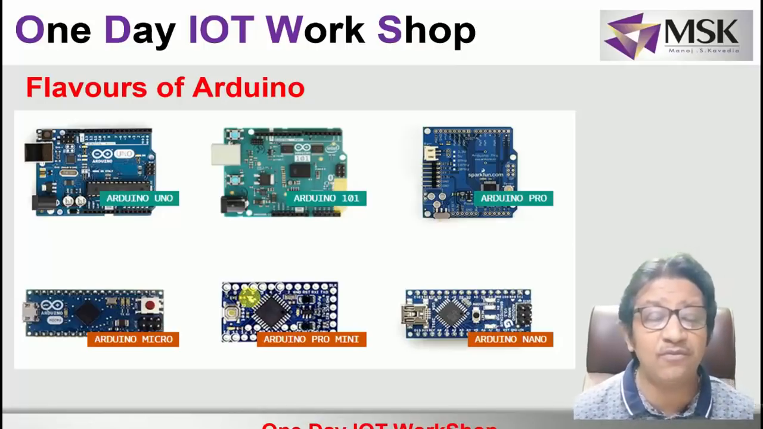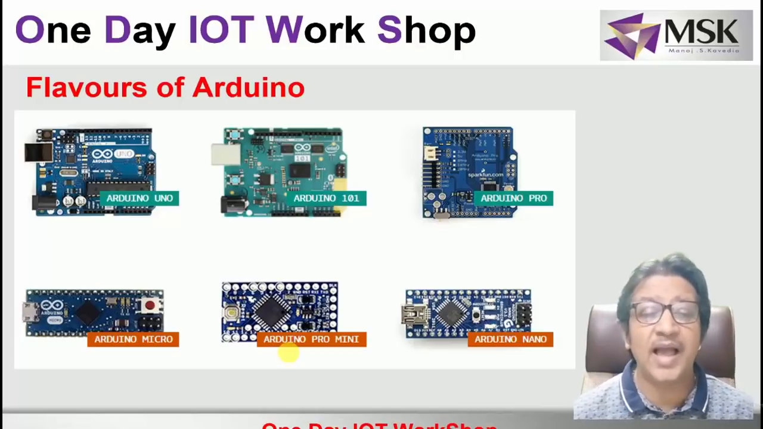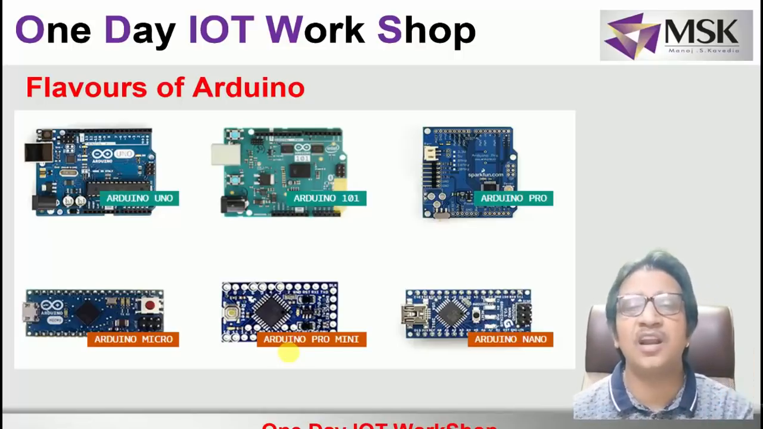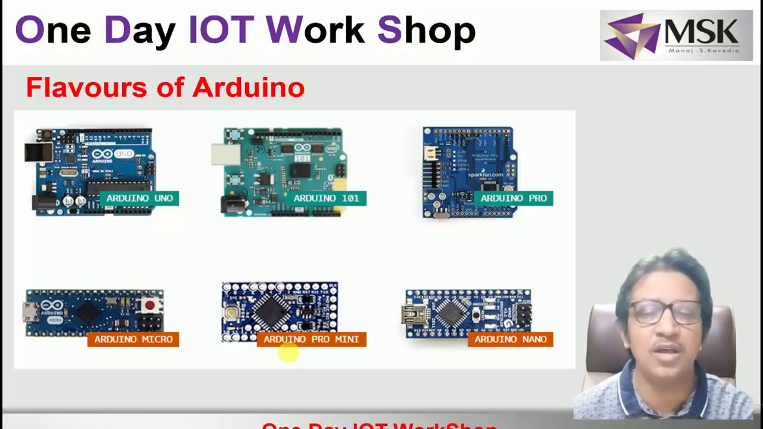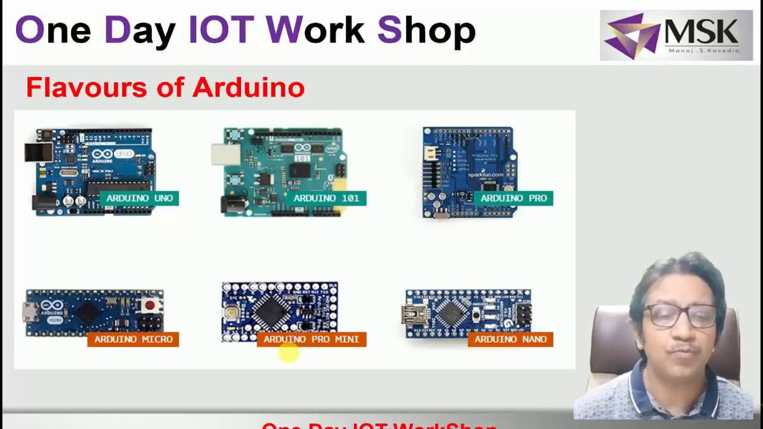So in all these 5 to 6 different flavors, Uno and Zero have the additional power supply features, whereas the rest are all driven by the power from the computer USB. So let's see further what the different Arduinos are.